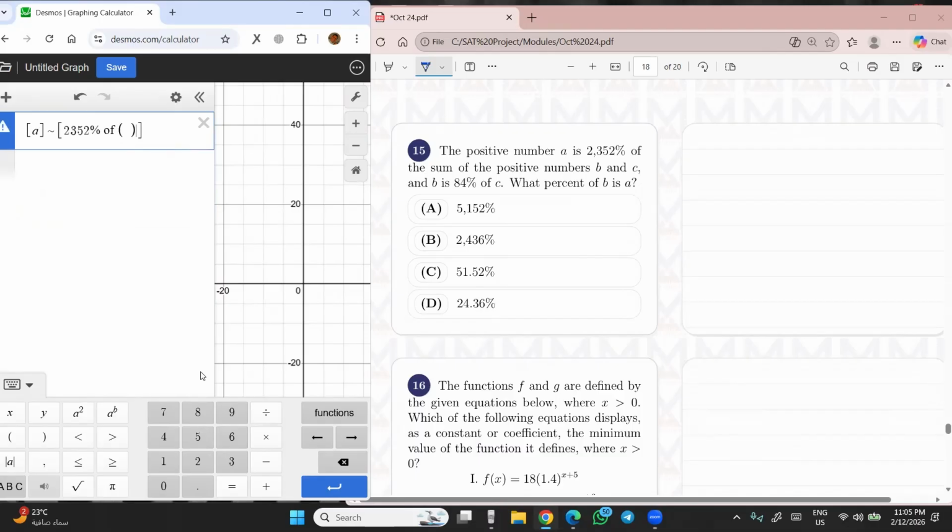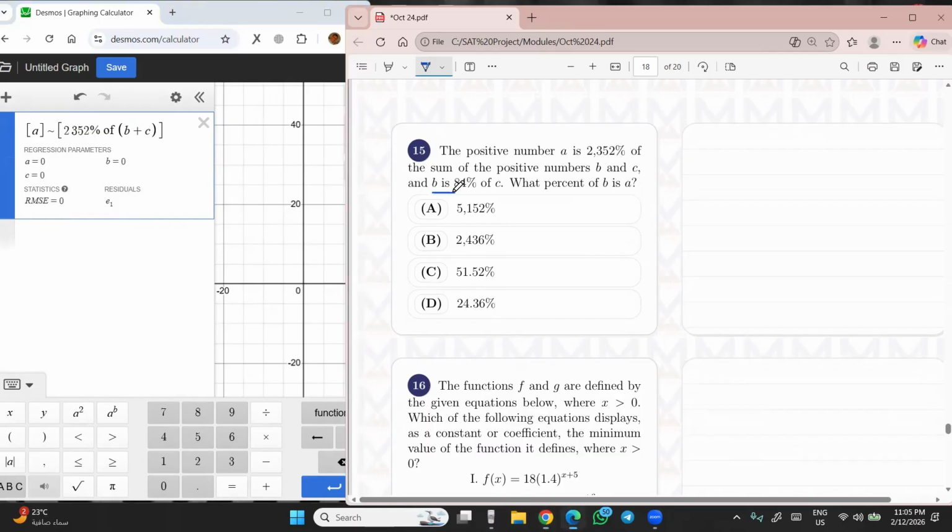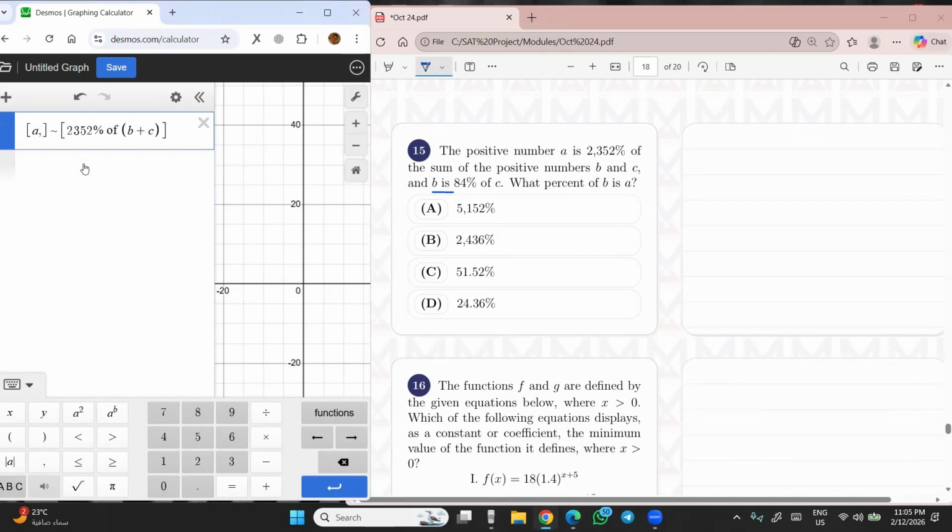Sum means something plus something. Just open parentheses and write B plus C. This is the meaning of the sum. Then we go to the first part, and we have another thing. B is 84% of C. So we write B here after the comma. Be careful to write the comma.